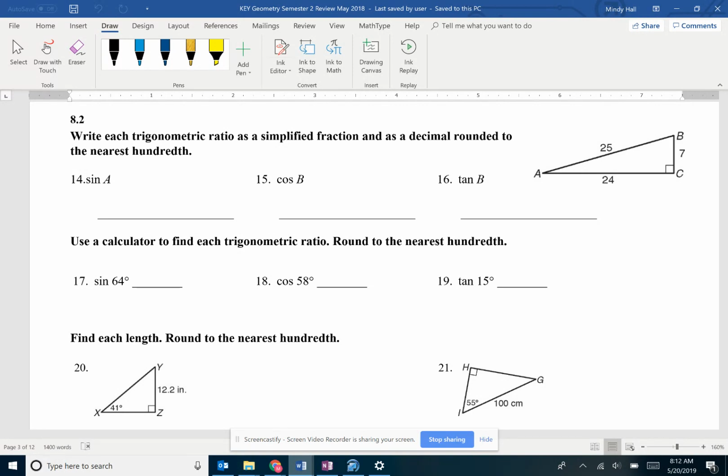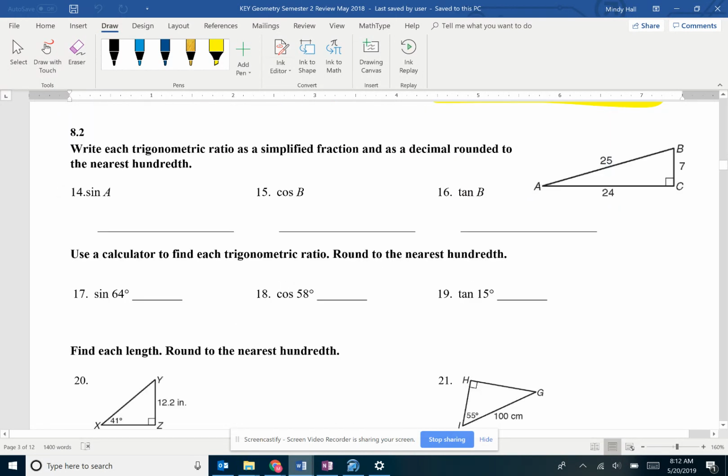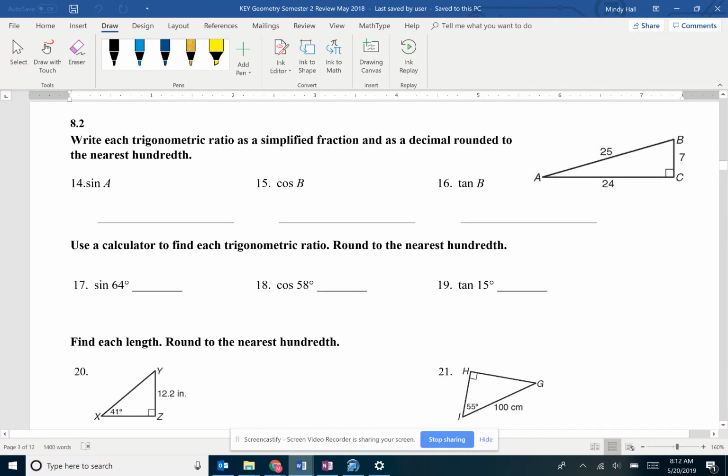This video is going to go over all of the Unit 6 questions that are on the semester review, which is going to be from number 14. I wrote down number 8 for some reason, but number 14 to 36. So starting off, writing the trig ratio as a simplified fraction and as a decimal.